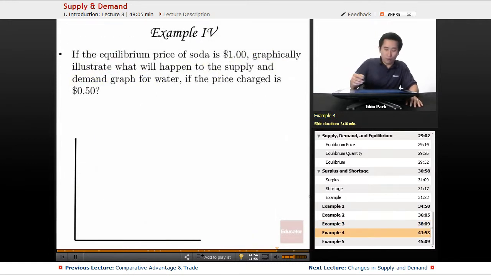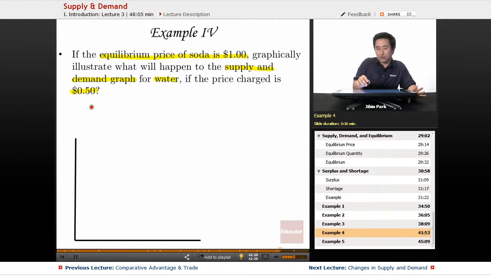So example number 4 here. What we're going to do is take a look at what happens if the equilibrium price of soda is $1. So graphically illustrate what will happen to the supply and demand graph for water if the price charged is 50 cents here. So let's say you have a situation here. So the equilibrium price of soda is $1. Graphically illustrate what will happen to the supply and demand graph for water if the price charged is 50 cents here.